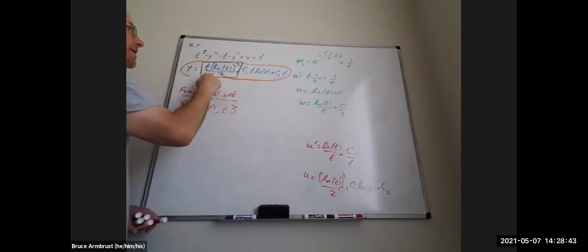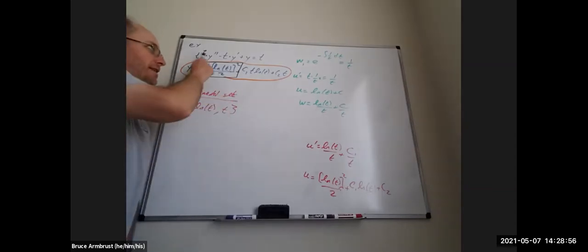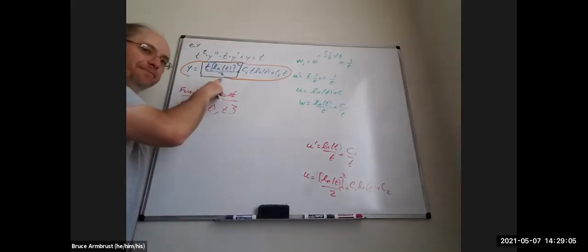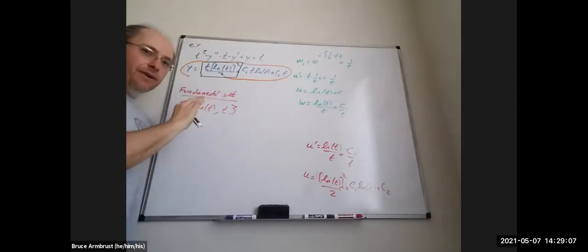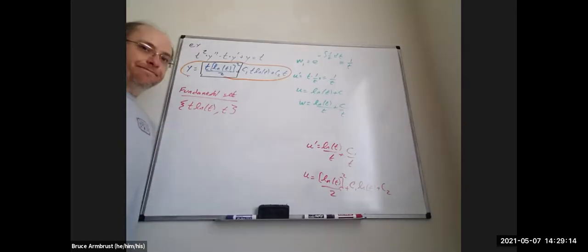This piece right here, t squared natural log of t squared, or sorry, t natural log of t squared over 2, that's a yp. That's a particular solution. That is a function that satisfies this differential equation. And when we did undetermined coefficients, we made a guess of the form so that we could find yp. This method finds it for you.